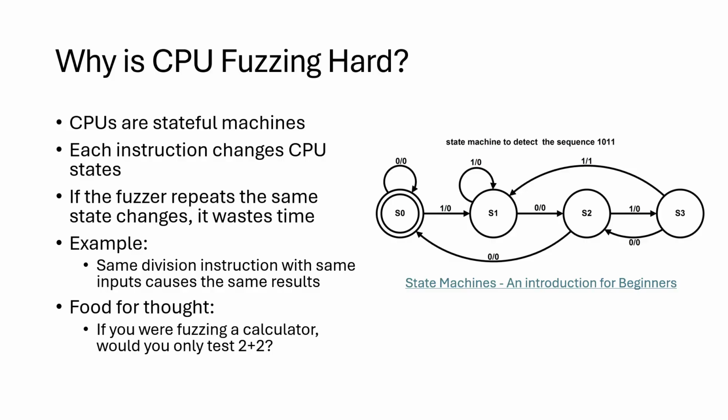This same principle applies to CPUs. If your fuzzer keeps generating the same division instructions, for example, with the same operands, you are missing all of the interesting edge cases. So we want to somehow generate instructions that test the different instructions with different operands to make sure you get all of those hard-to-hit edge cases.